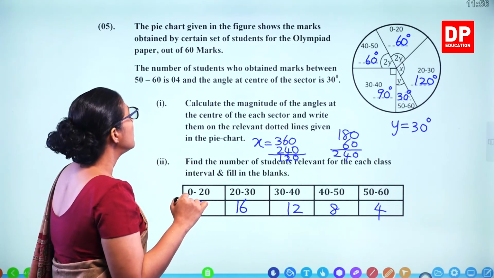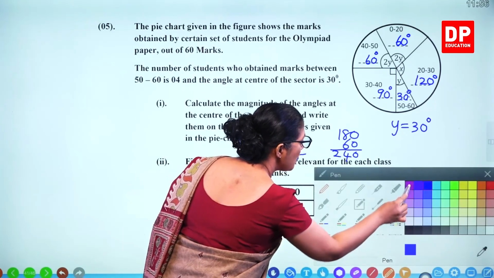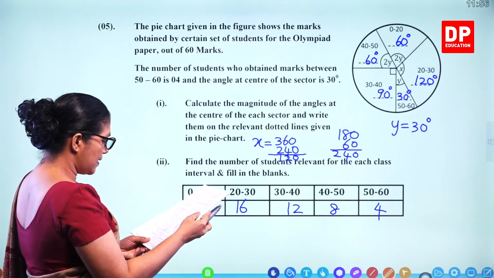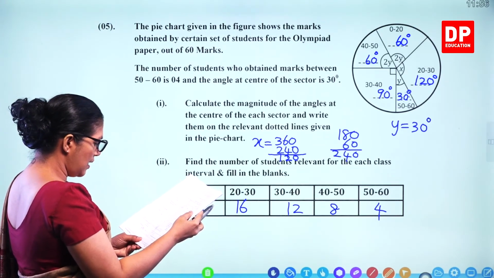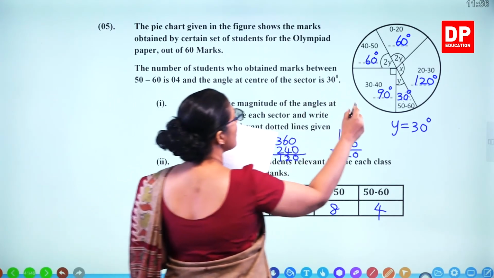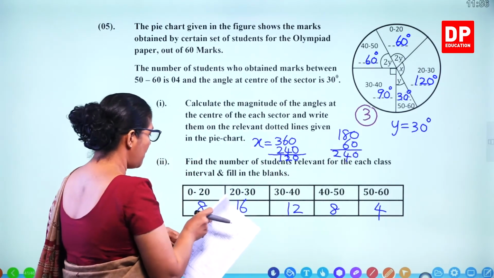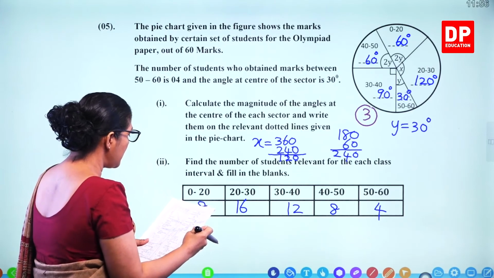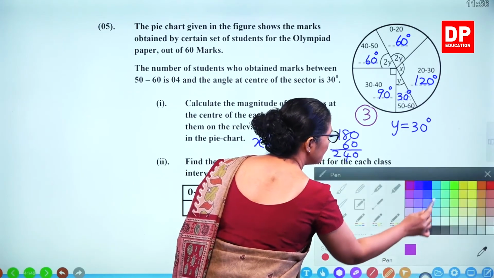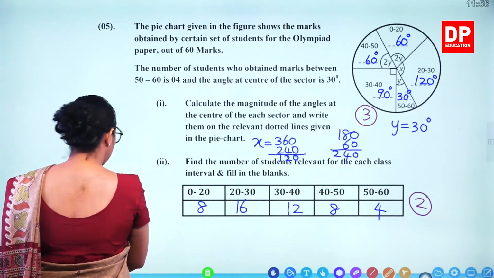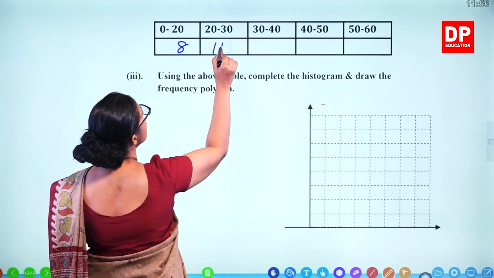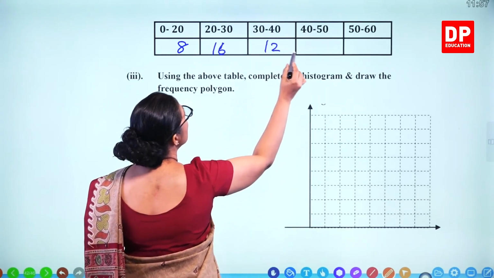So that's the table. So let's see how many marks for that. 2y is 60, x equals 120, and representing the pie chart. So 3 marks. 3 marks for all this. And then you are getting 8, 16, 12, 8, 4, 2 marks for that. Now we have 8, 16, 12, 8, 4.